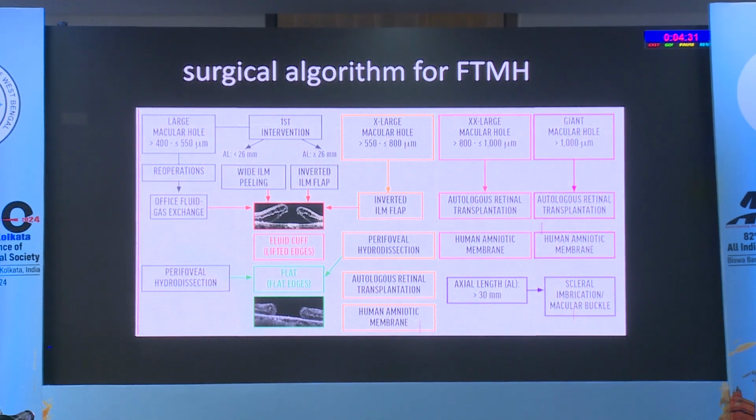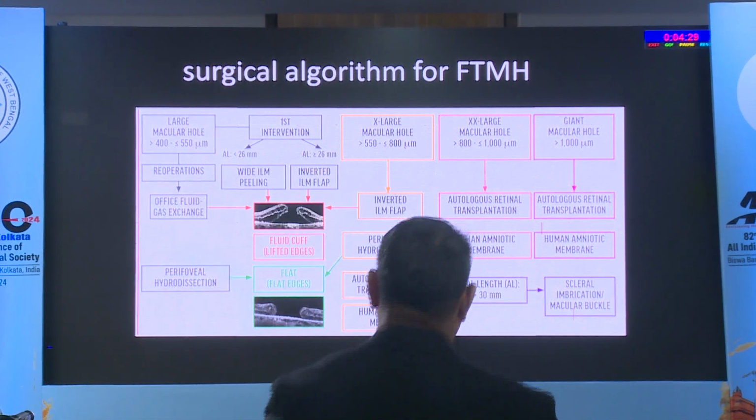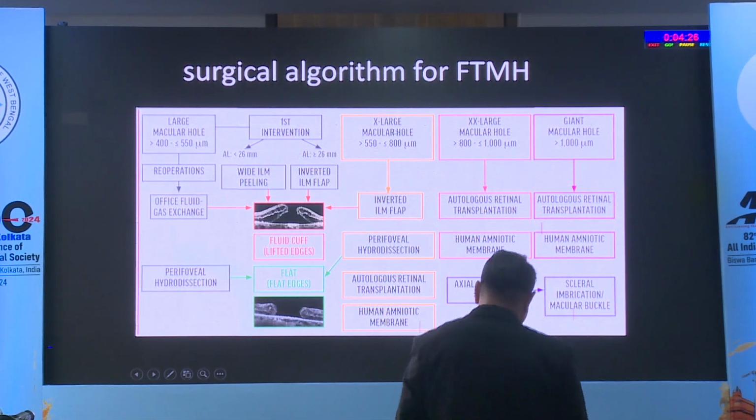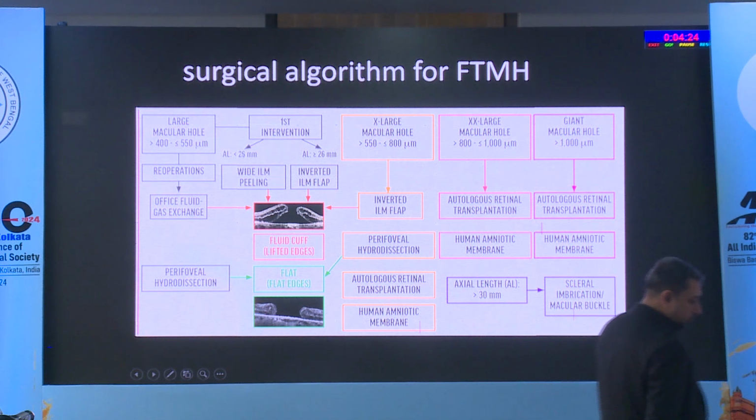So coming on to the surgical algorithm, when you see a case of a full thickness macular hole, what all things are to be considered? One is the size of the hole, as I told. The other thing, you can consider the axial length. Then whether it is a first operation or a re-operation, one should see. If it is a re-operation, please see whether it is a fluid cuff at the lifted edges or the flat edges, which gives a clue what should be the management procedure.